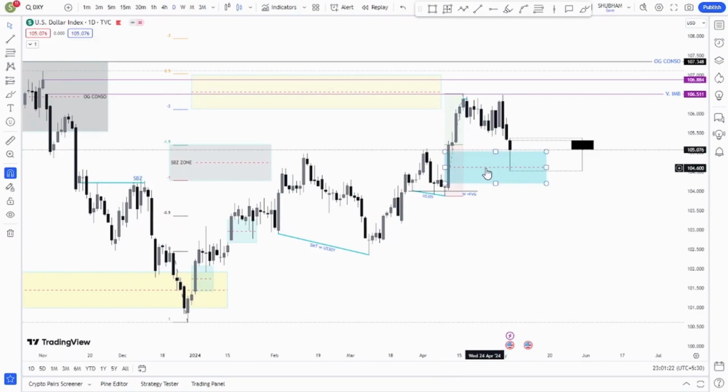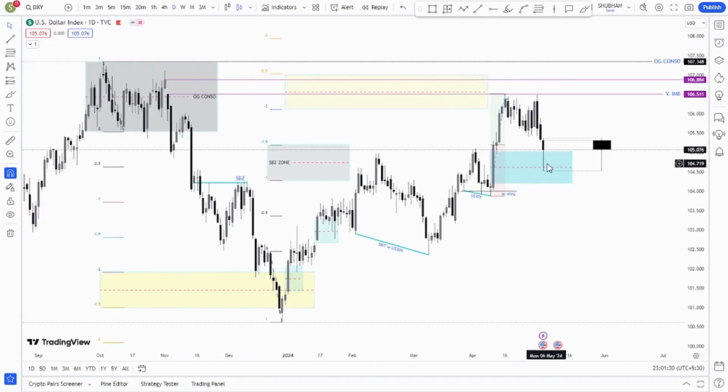This daily FVG is a discount FVG. And in my last weekly outlook video, if you don't remember, you can rewatch it, I said that if this daily FVG gets tapped, we are going directly for this original consolidation high. And the same has happened. We have respected this daily FVG really nicely.